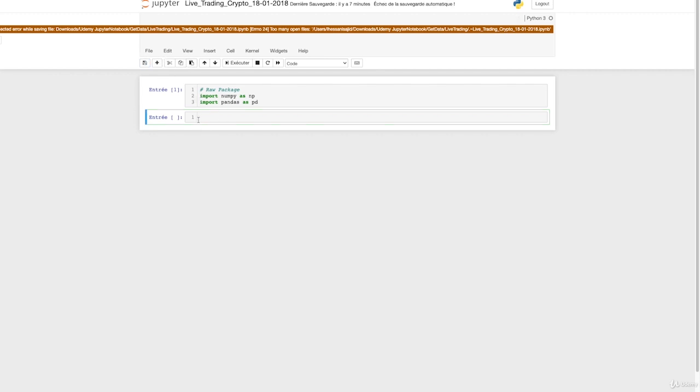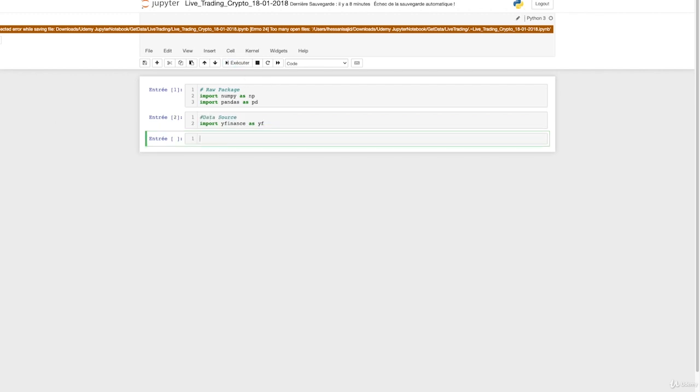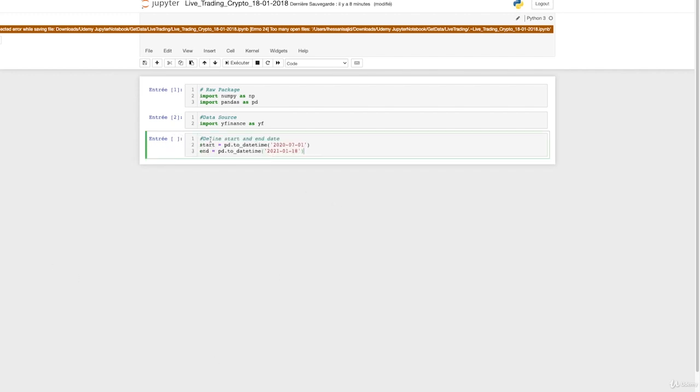Okay, that's fine. We're going to start by importing our raw packages, which are NumPy and Pandas. Once we have imported our packages, we are going to use Yahoo Finance in order to get cryptocurrency data, and we're going to define the start and end dates. We're going to use the 15th of July, which is my birthday, and execute this line, until today.